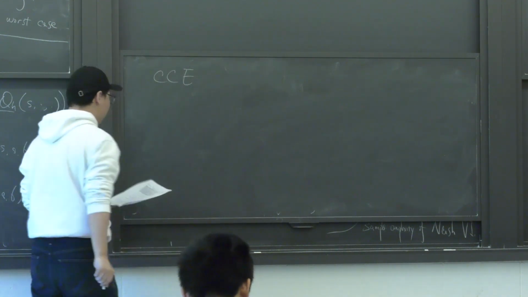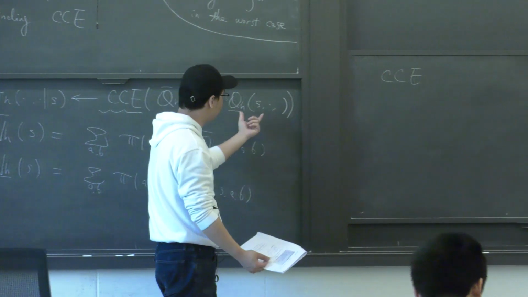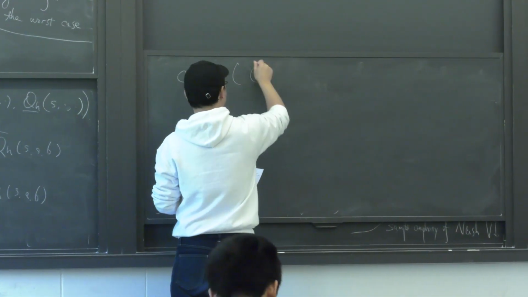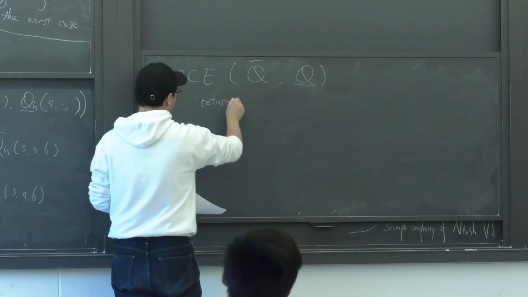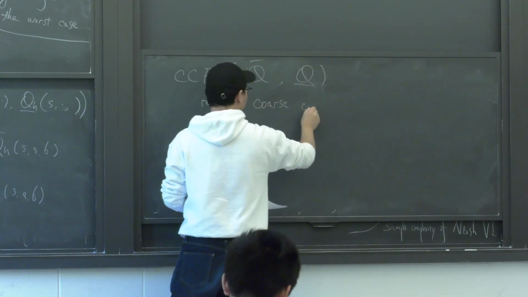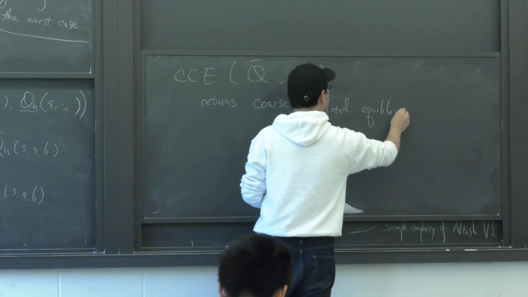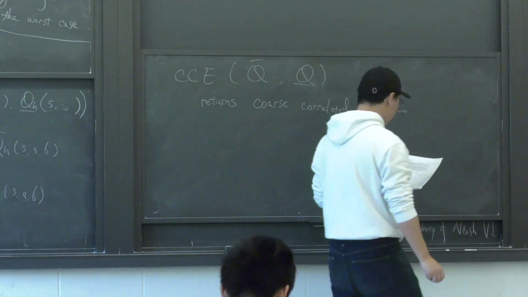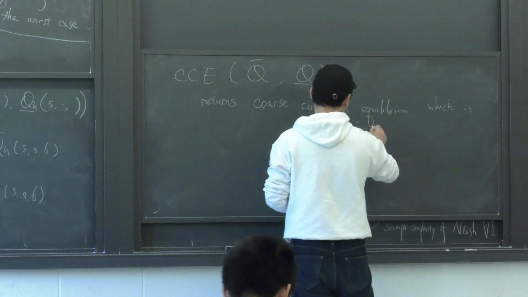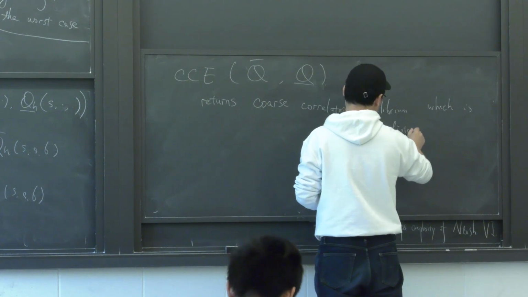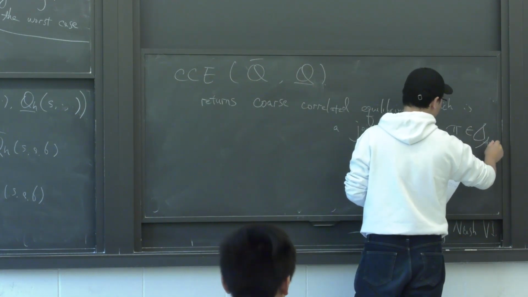So for CCE, in general, this subroutine essentially takes two matrices: one matrix Q upper bar for fixed S, and the other matrix Q lower bar for fixed S. It returns the so-called coarse correlated equilibrium, which is a joint distribution pi in the simplex over A cross B.